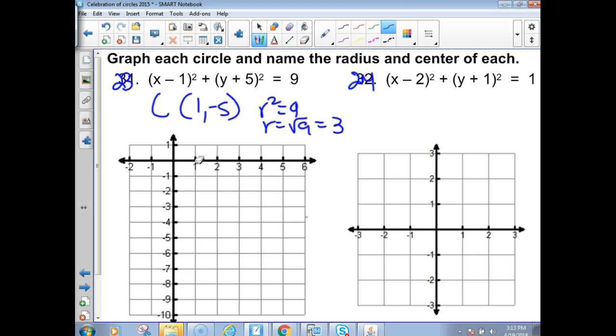You go to the point 1, negative 5, and then you count to the right 3, to the left 3, up 1, 2, 3. That's not as far. Down 1, 2, 3. Why is this not going to look like a circle? What's wrong with this graph?